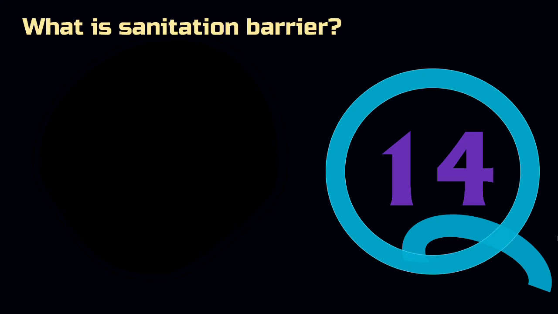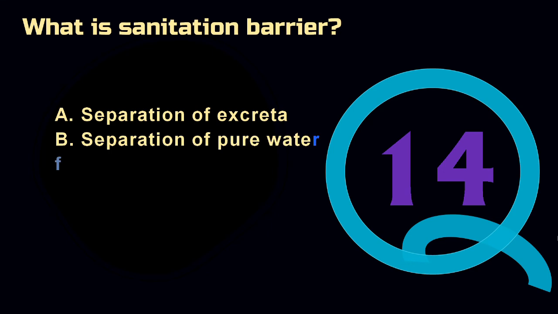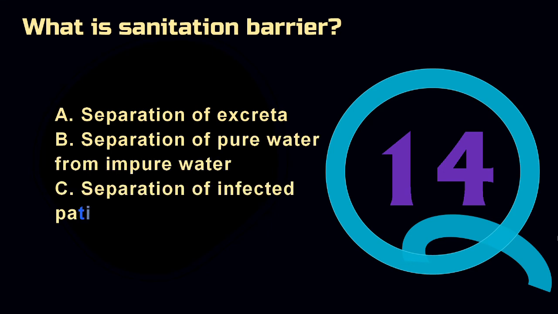The next question is, what is a sanitation barrier? Option A, separation of excreta. Option B, separation of pure water from impure water. Option C, separation of infected patient from the healthy one.